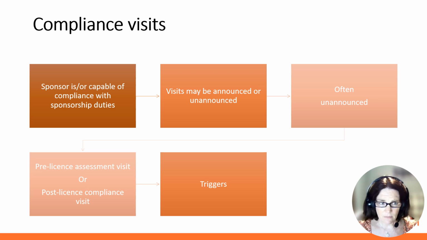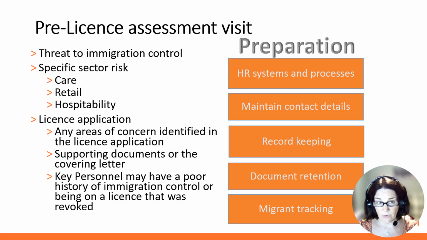Quite often, a trigger could be a tip-off from an external source or a third party made to the Home Office. I will now look at the purpose of each of these types of visits. So why would the Home Office require a pre-licence assessment visit? Well, they may feel there is a potential threat to immigration control from information in the public domain. It may be that additional checks are required for a specific sector, as I mentioned earlier, the care sector, hospitality sector, or indeed the retail sector.